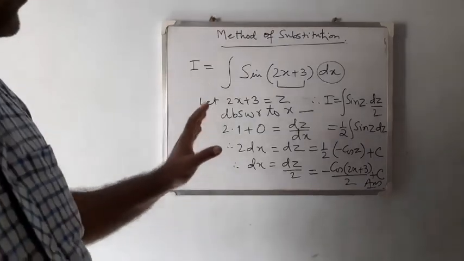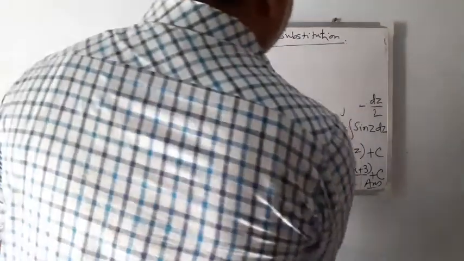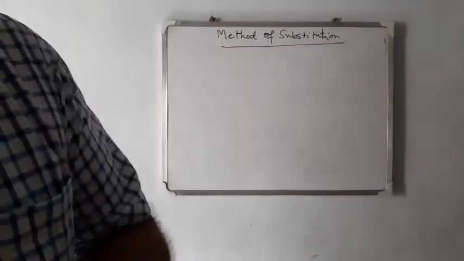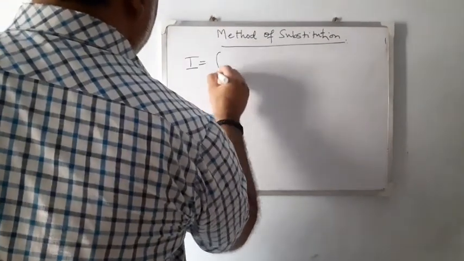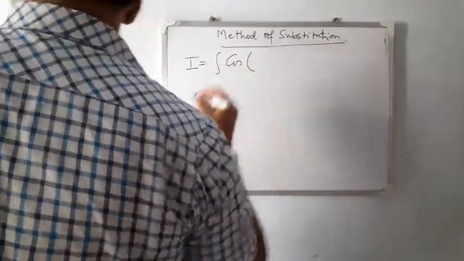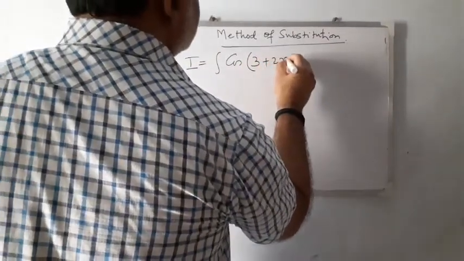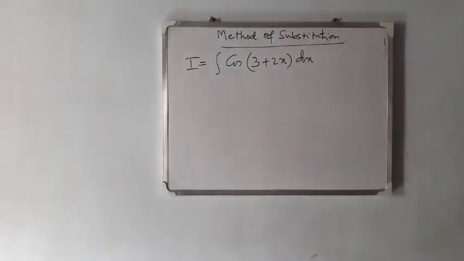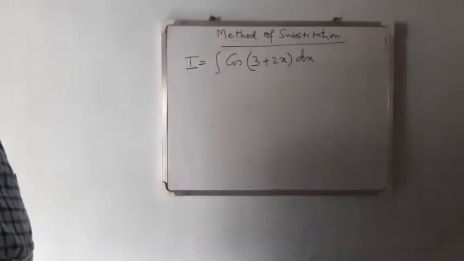Now, let us take one more problem. I is equal to integral cos of 3 plus 2x dx. Boys, wait for a few seconds and try to solve it. Do it quickly.